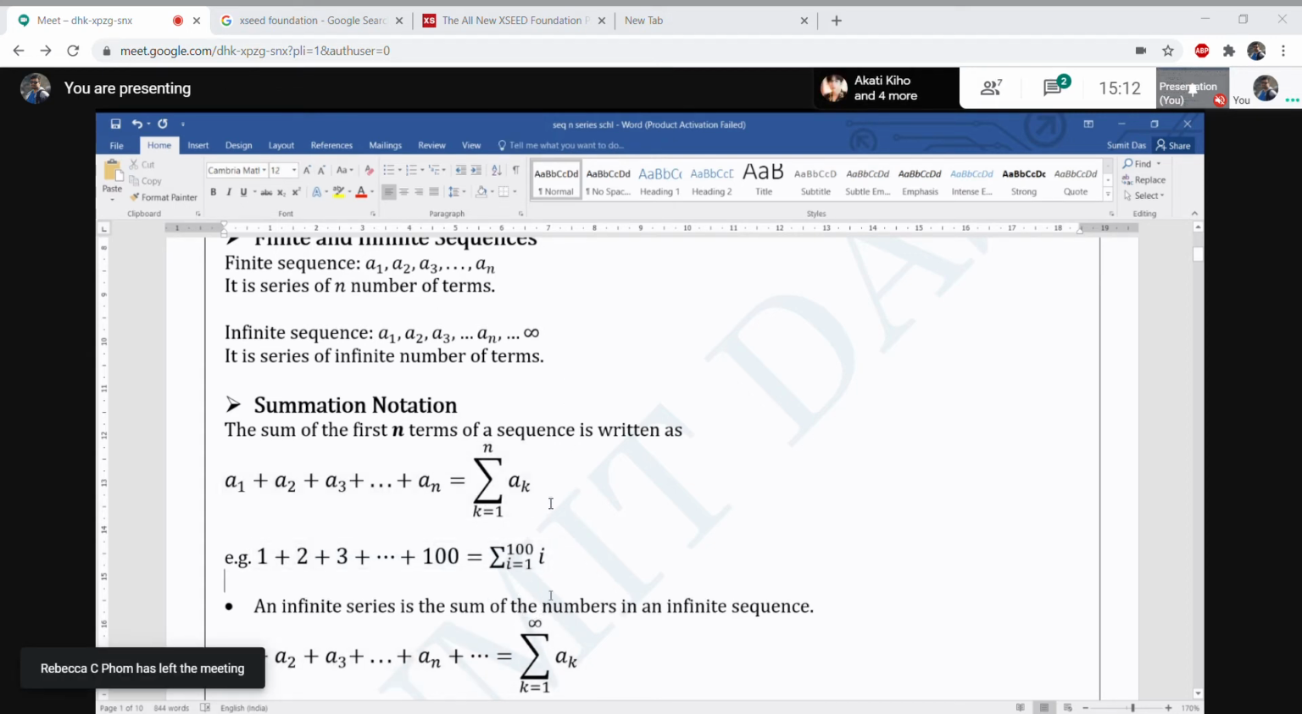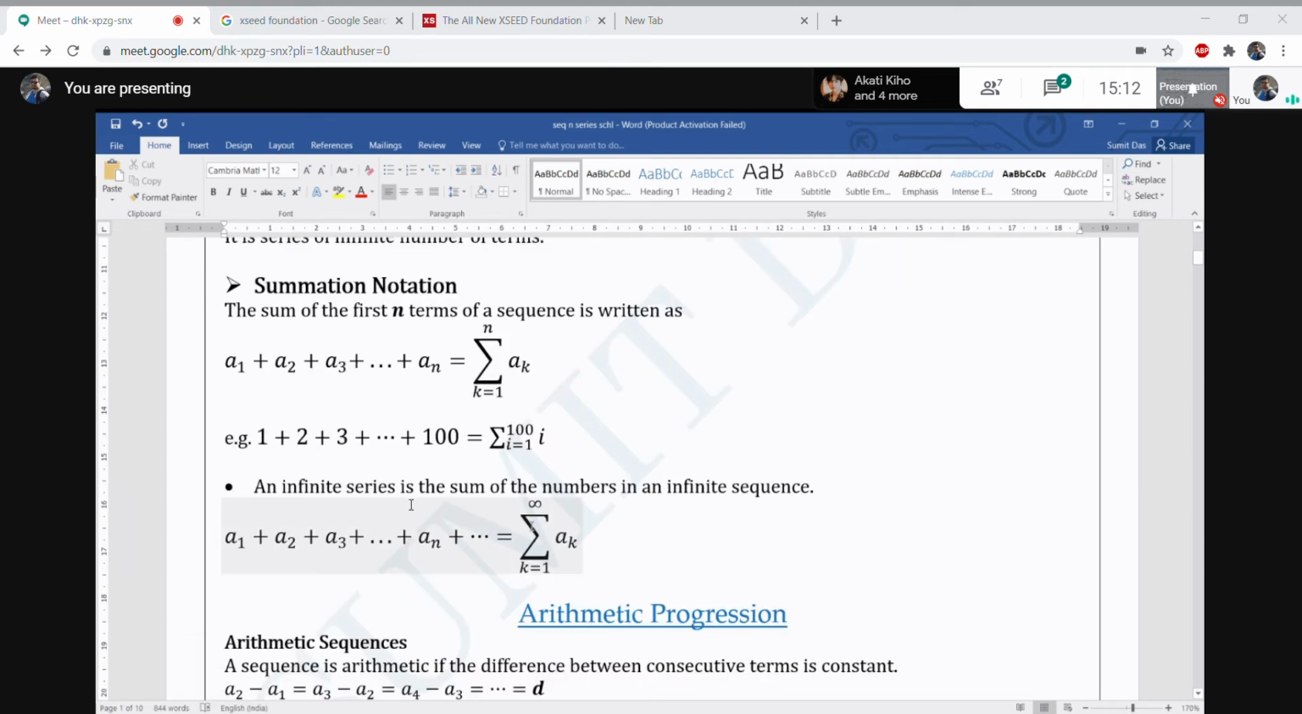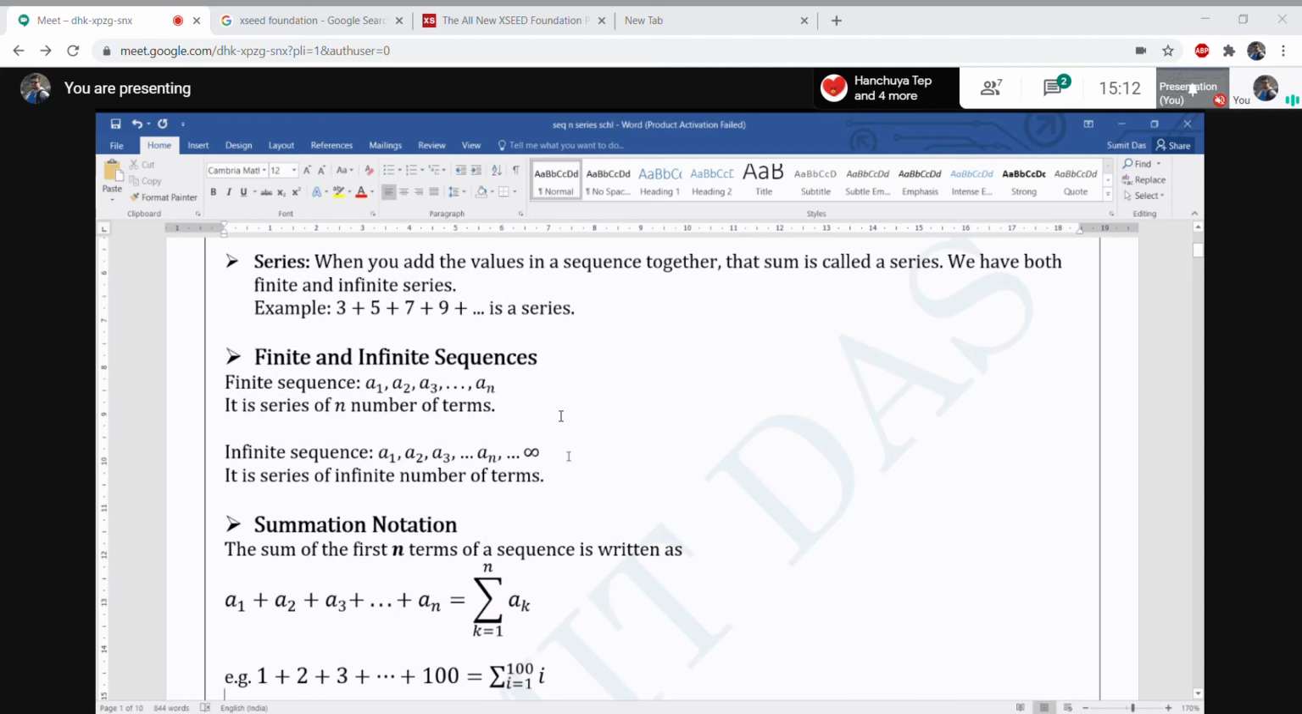Now, infinite series, how to write an infinite series? I told you that we don't know the last term. So instead of n, we will write the infinity sign. So that is the first introduction to sequence and series.